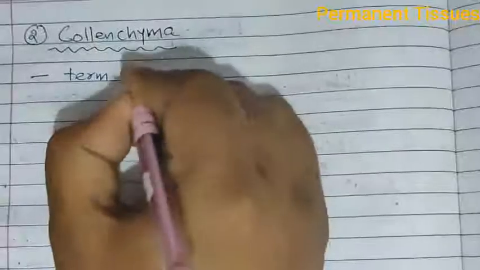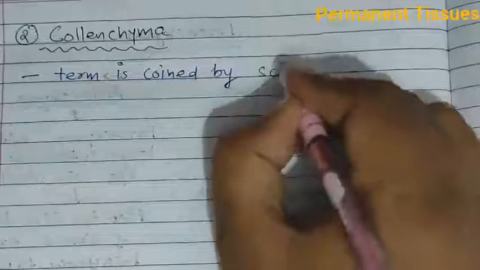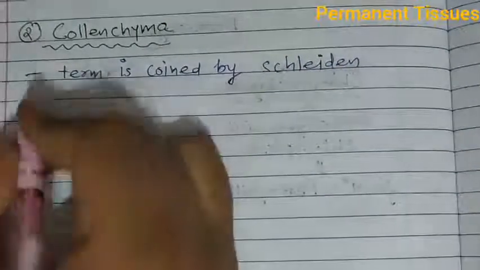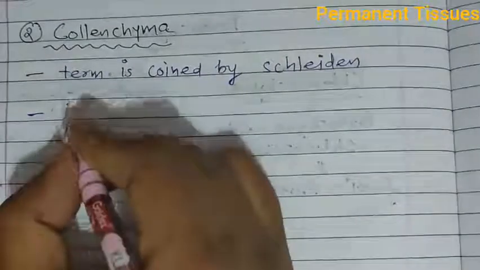Now we start with the second type of simple permanent tissue, that is parenchyma. The term parenchyma was coined by Sladen.